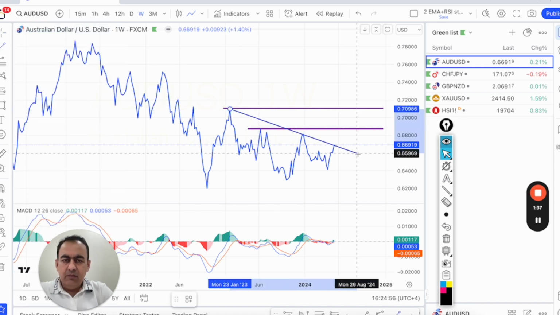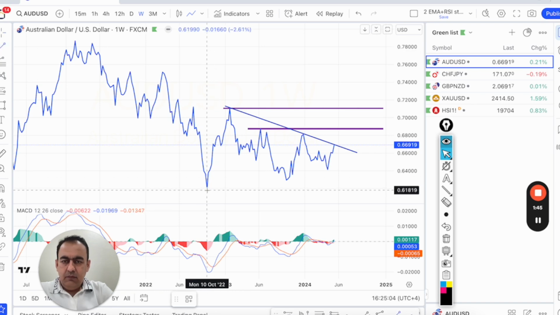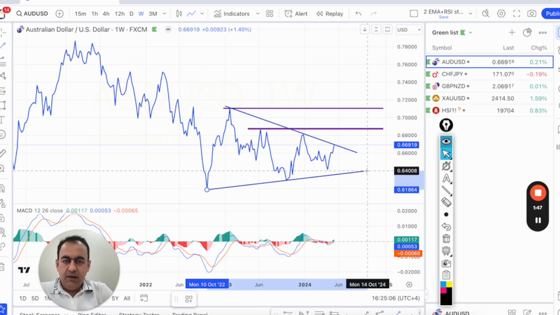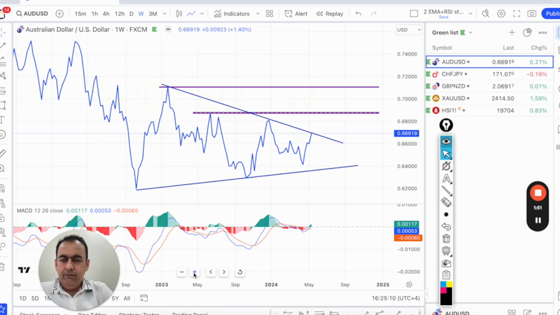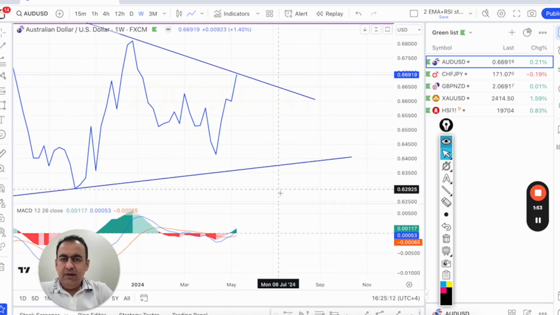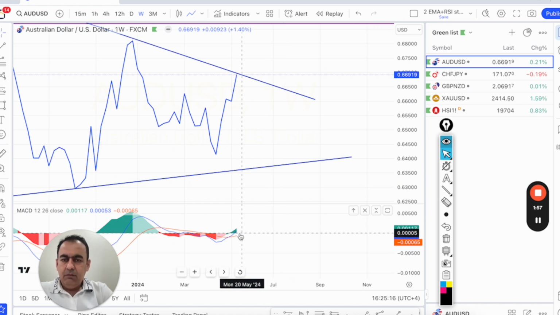So I'll start from this high. I've connected high and lower high, and from this low I've joined the higher lows. So triangle completed, and if I zoom in, I don't find that buyers are tired. So I can see that MACD histogram is still rising. There is clear bullish momentum on the weekly time frame.